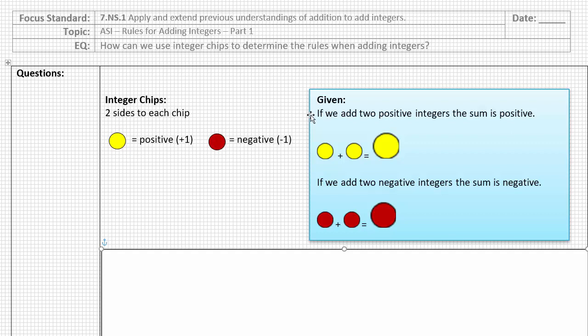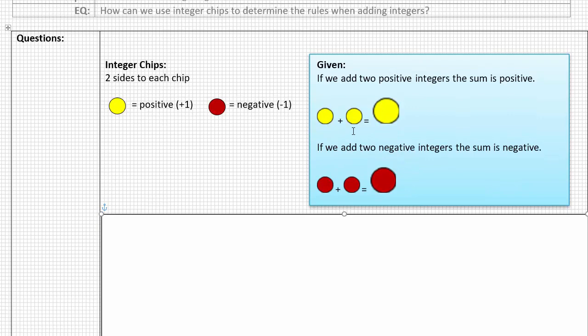And there's a couple rules we've kind of already figured out. The first one we learned back in elementary school, that if we add two positive integers, we get a larger positive integer. We also have started to understand that if we add two negative integers, we get a more negative integer. And that is pretty intuitive to understand. So now let's see if we can think about some other rules that might apply.